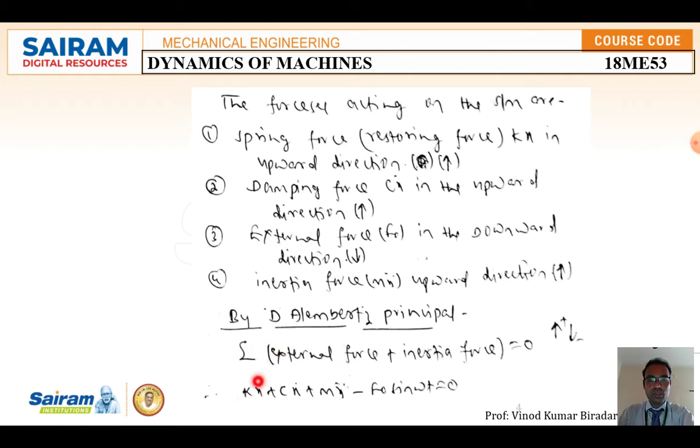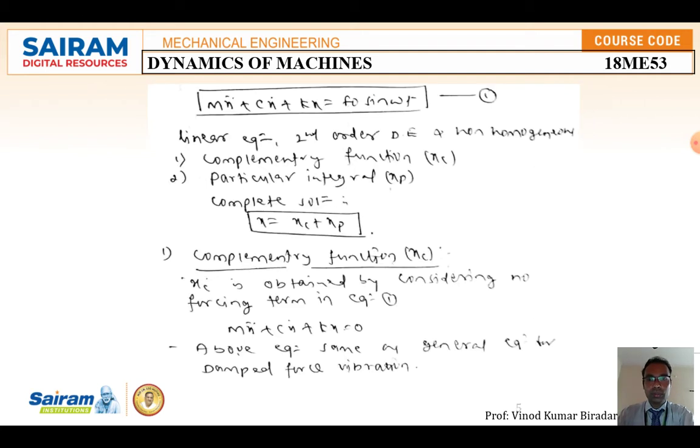So the external force is: kx plus cx dot plus mx double dot minus F0 sin omega t is equal to 0. Okay, so this is a very big derivation, just remember, and be careful. To re-simplify this equation: mx double dot plus cx dot plus kx is equal to F0 sin omega t. This is equation number 1.